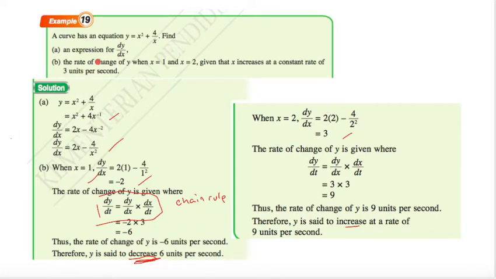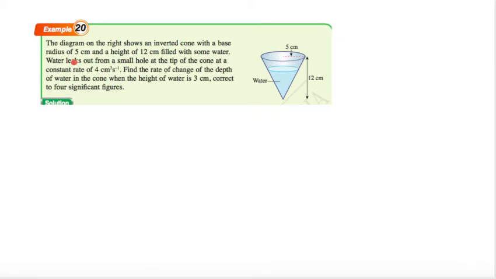What you need is the rate of change of y, so dy/dt. The question asks you to find dy/dt, so you form dy/dt with the chain rule. Okay, next, example 20. Okay, let's see.